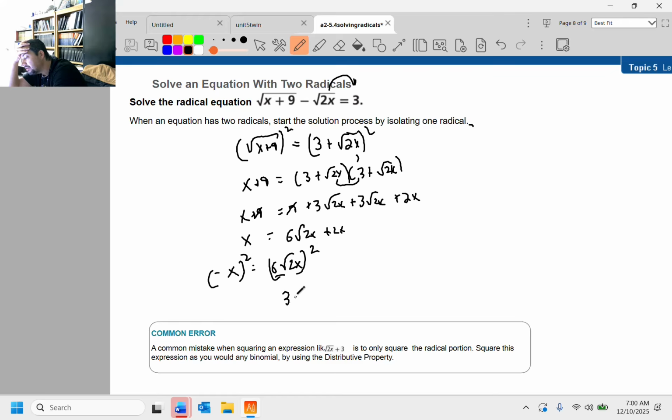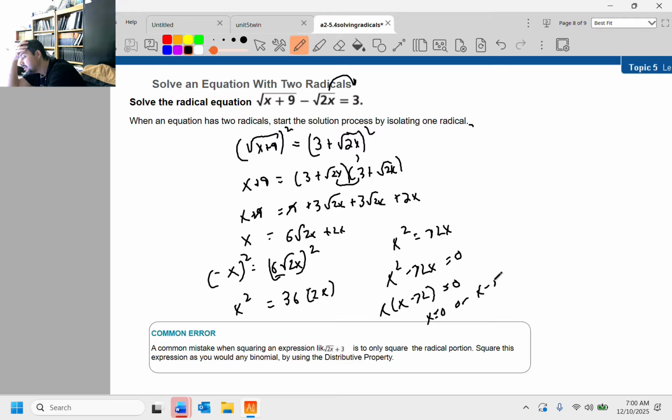So 6 squared is 36. The root of 2x squared is going to be 2x. And the left-hand side is going to be x². So what we have here is x² = 72x. We're going to set it equal to 0 and then we're going to factor, and this one does factor. It's x(x − 72) = 0. And then we're going to use ZPP. x is 0, or x − 72 is 0. So x would be 72.